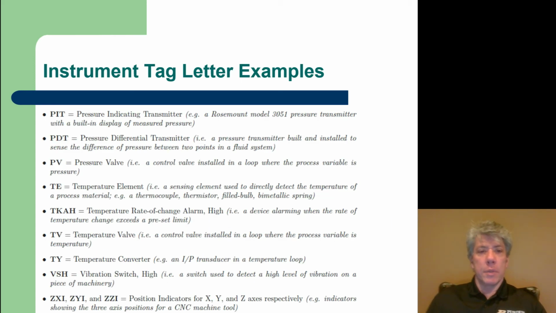Here's some more examples. PIT, a pressure indicating transmitter. We've already seen a PDT, a pressure differential transmitter. What else might be interesting in here? VSH, next to last. Vibration switch high, so it switches based on a high level of vibration being sensed. TKAH, about the middle of this. The temperature rate of change alarm. So K stands for the rate of change, and it alarms on high.